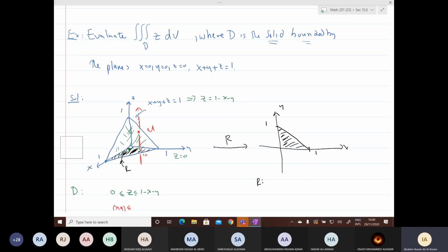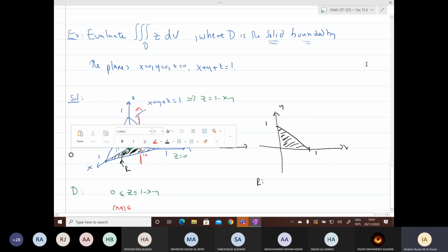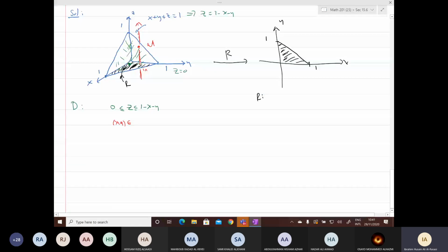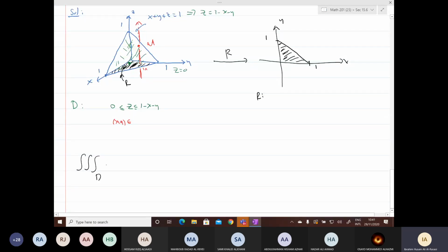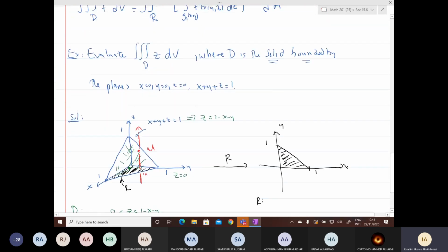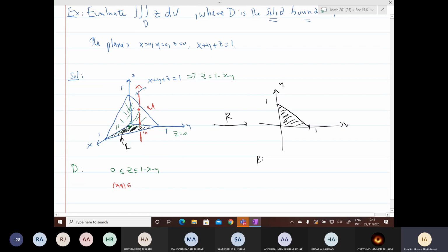So now I will set up the limits of integration. This is my triple integral over D of z dV. Pay attention and don't ask me why I put z here. I did not put it. It is already in the question. So evaluate the triple integral of Z dV. The function of x, y, z equals Z. It is given in the question.